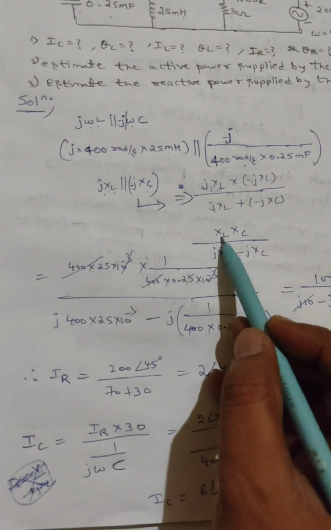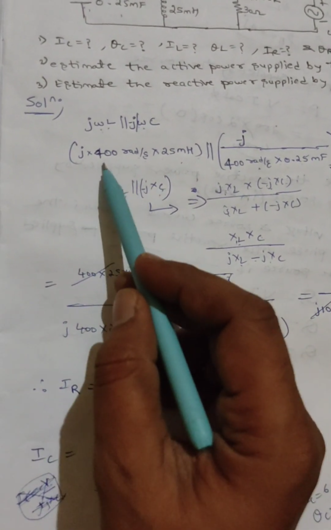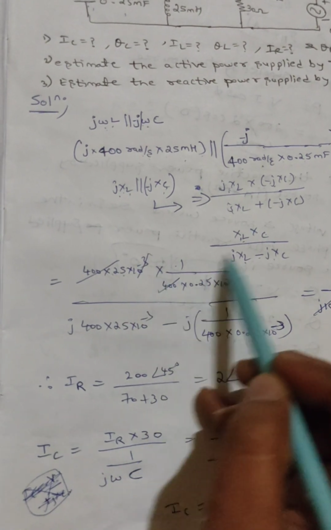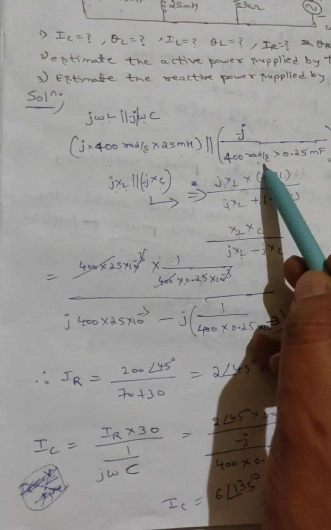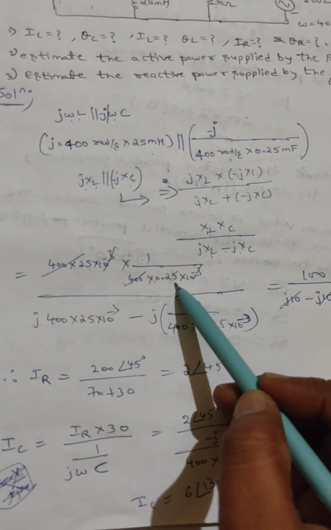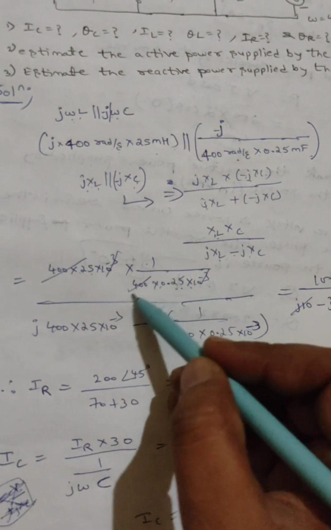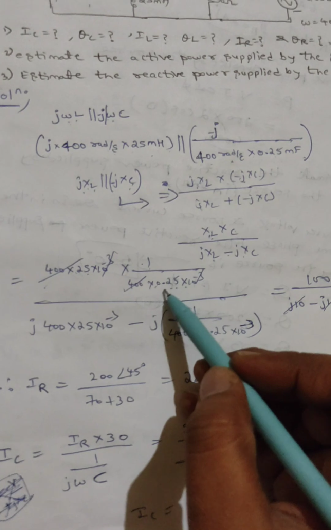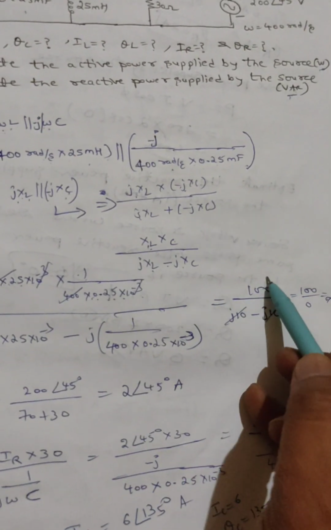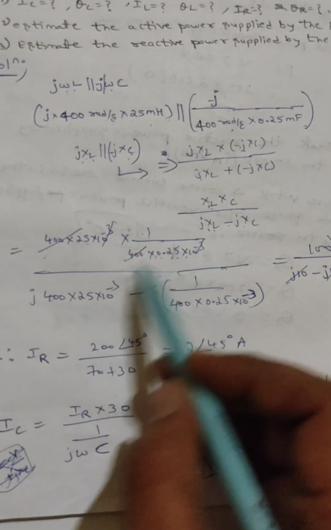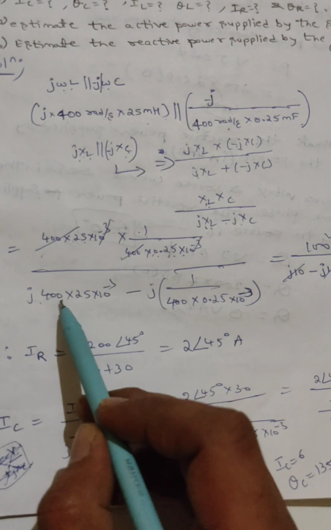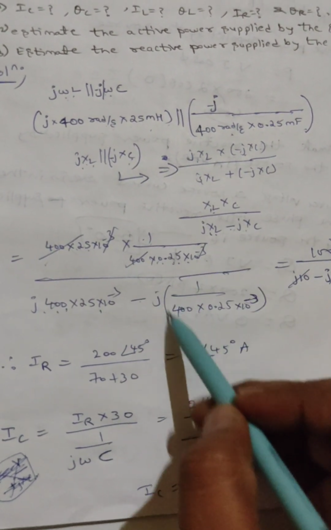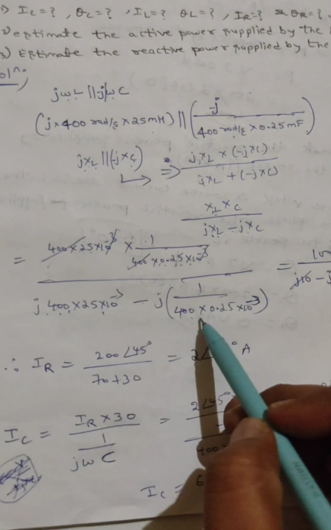Now substituting the value of XL. What is the value of XL? 400 radians per second into 25 milli henry. XC value is 1 by 400 into 0.25 millifarad. The 400 gets cancelled, and milli and milli get cancelled. 25 divided by 0.25, you will get 100. Then what about the denominator? jXL, where XL is omega L, minus jXC, where XC is 1 by omega C.